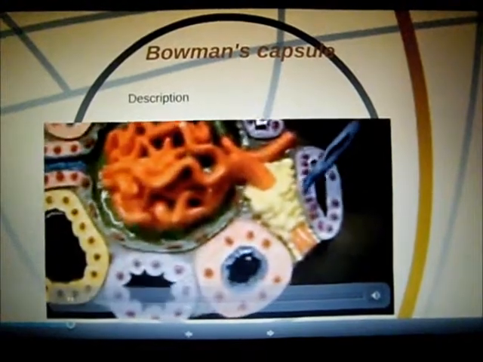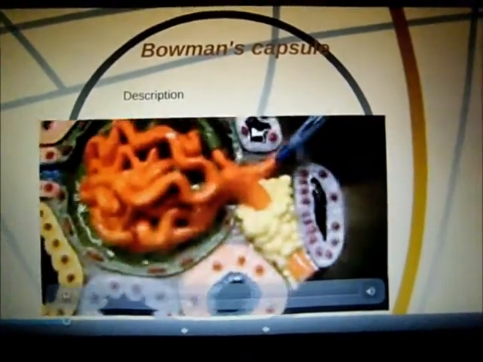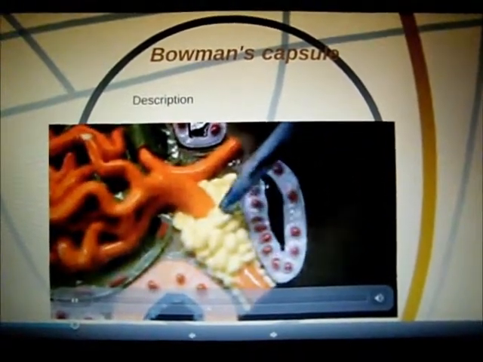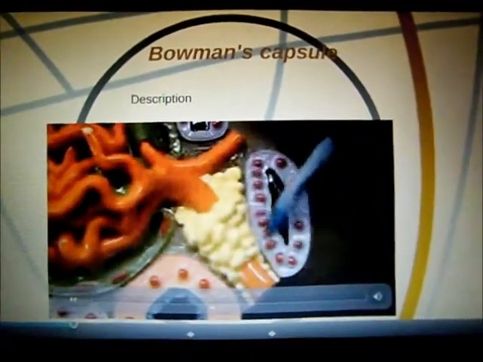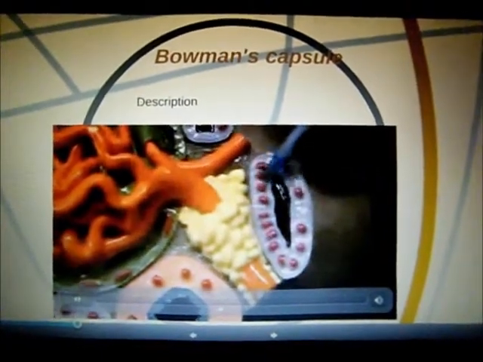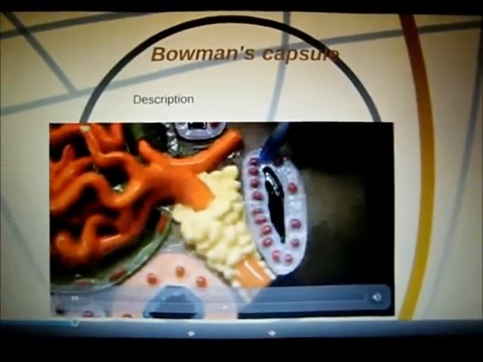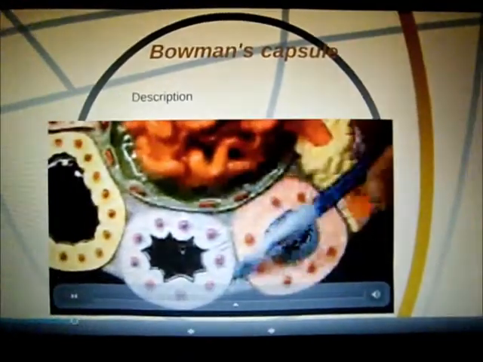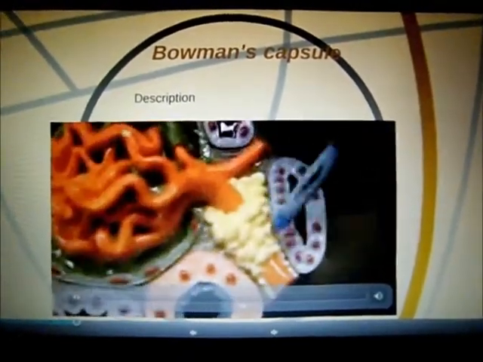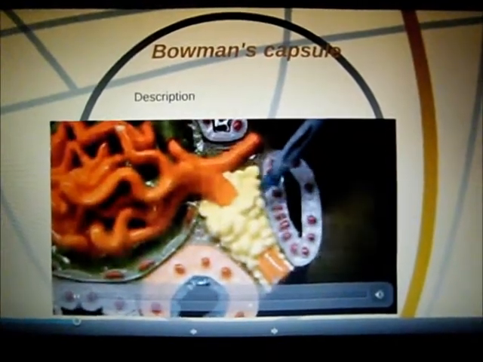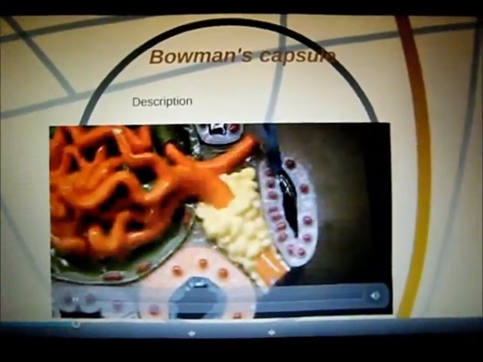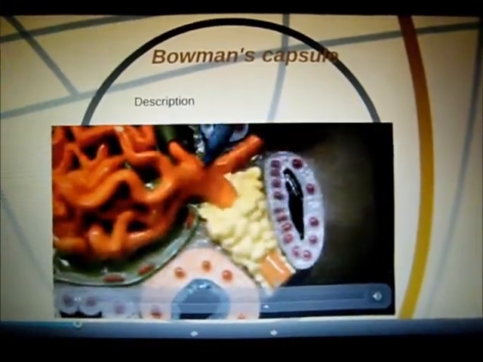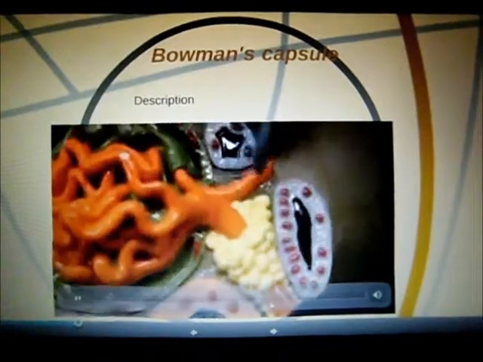Now we need to figure out which of the arterioles is the afferent and which is the efferent. The afferent is the one that's closer to the macula densa, where we see closely packed dense cells. They are closer together compared to the rest, which are spaced further apart. We also see these yellow cells that are the JG cells, and both the macula densa and the JG cells form the JG apparatus. So this is going to be the afferent, and this is going to be the efferent.